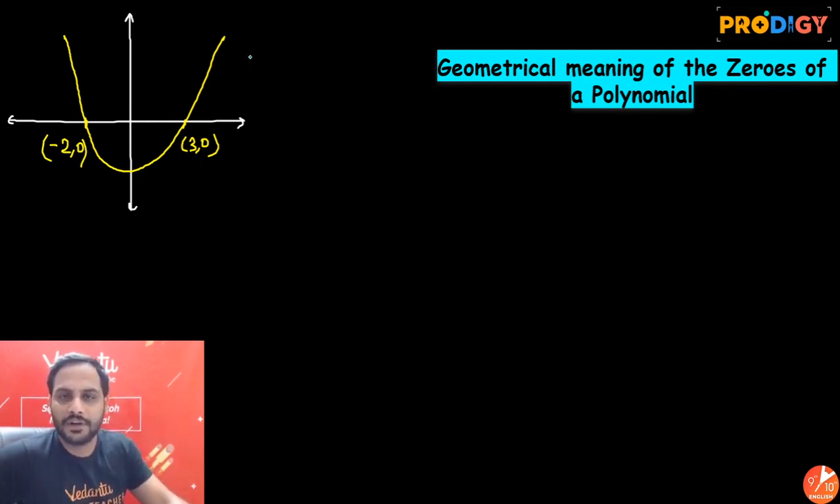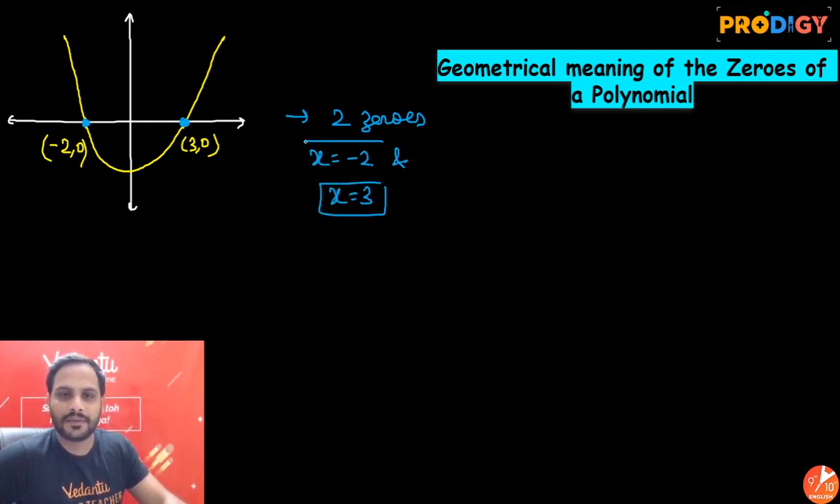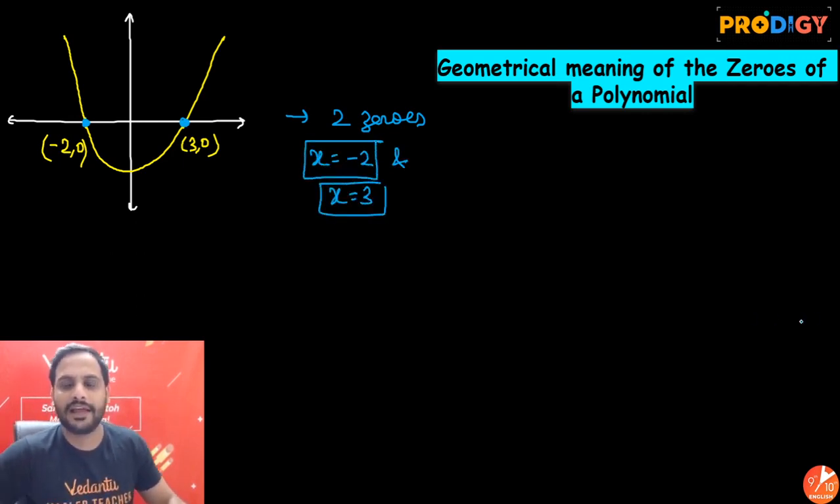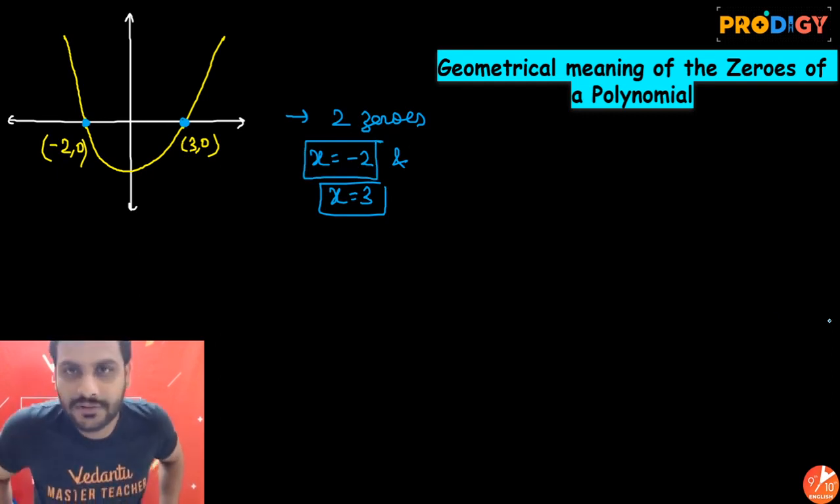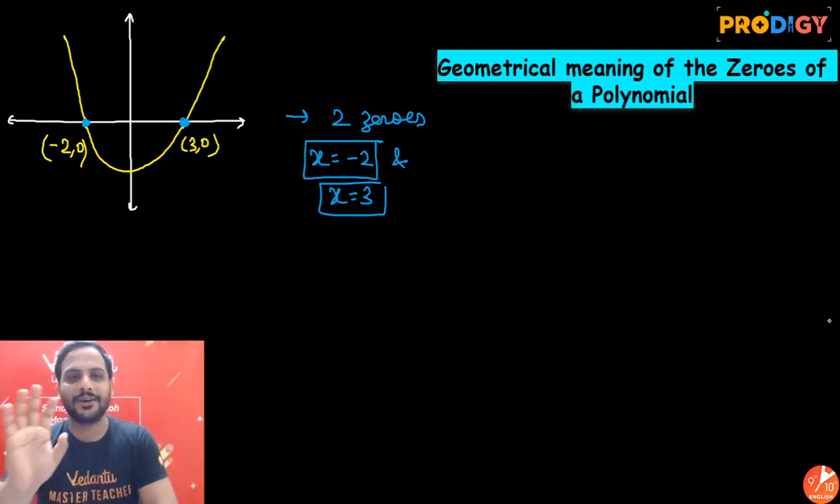Simple thing, look at the intersection points with the x-axis. There are two points of intersection. So we will say there exist two zeros. And what will be those values of zero? x equal to -2 and x equal to 3. This is the whole concept.